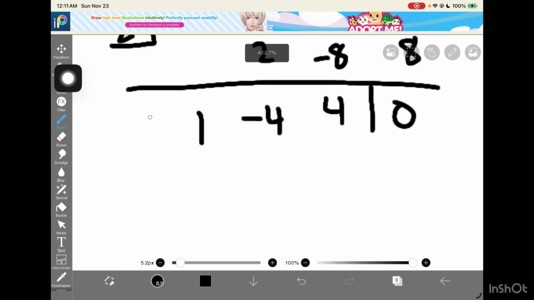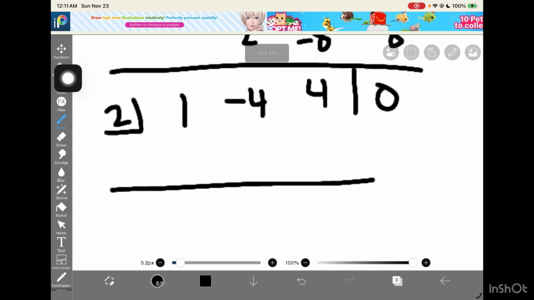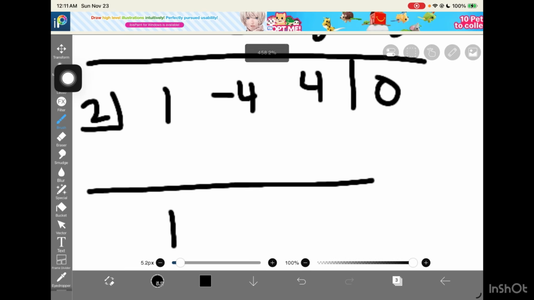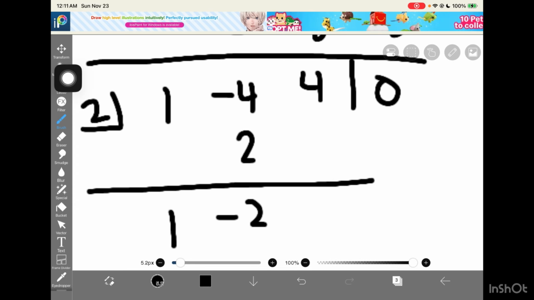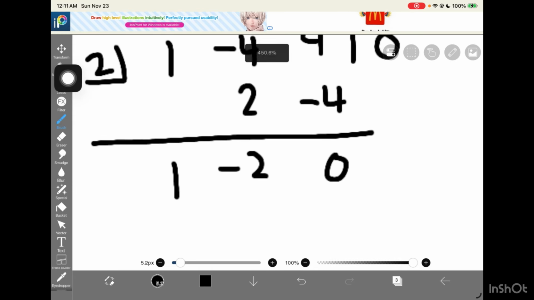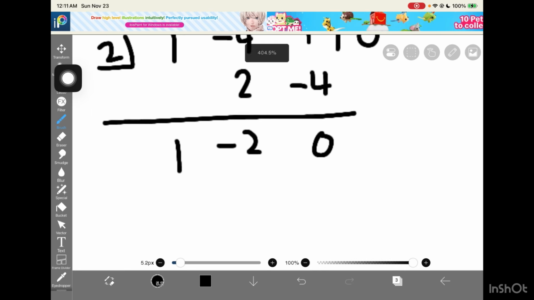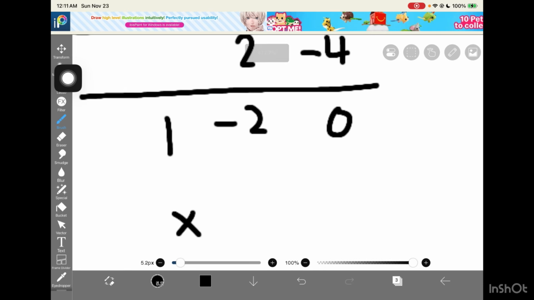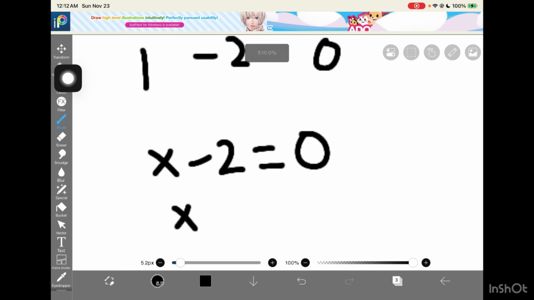But let's keep continuing. Put another 2 over here. So we do it again. 1 times 2 is 2. Negative 4 plus 2 is negative 2. Negative 2 times 2 is negative 4. 0. And then, as you can see, we keep reducing it until we have this expression, x minus 2. So that's equal to 0. So therefore, x equals 2.